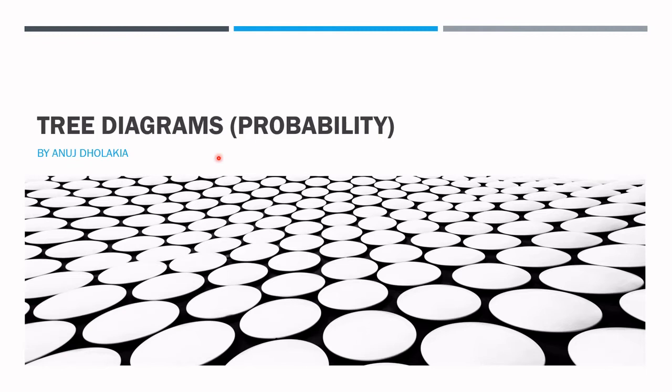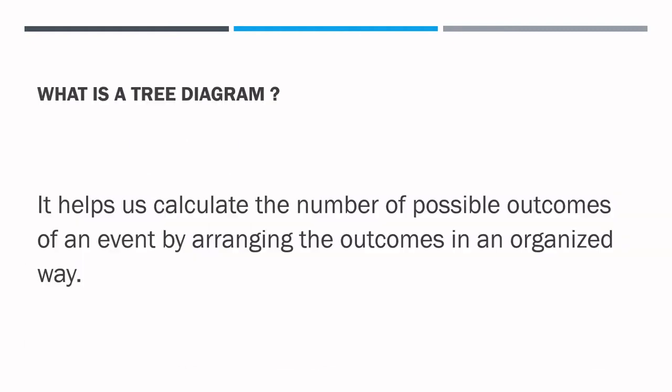In this video, we are going to talk about tree diagrams, which come under probability. Let's get started. So, first of all, what is a tree diagram? It helps us to calculate the number of possible outcomes of an event by arranging the outcomes in an organized way. If you know probability, it is basically finding the possible outcomes of having something.